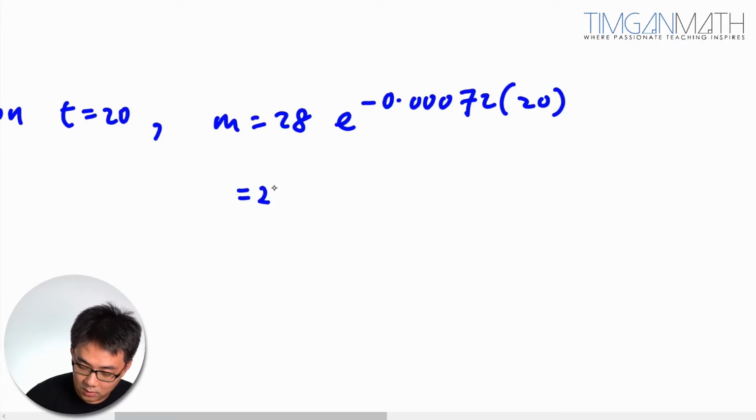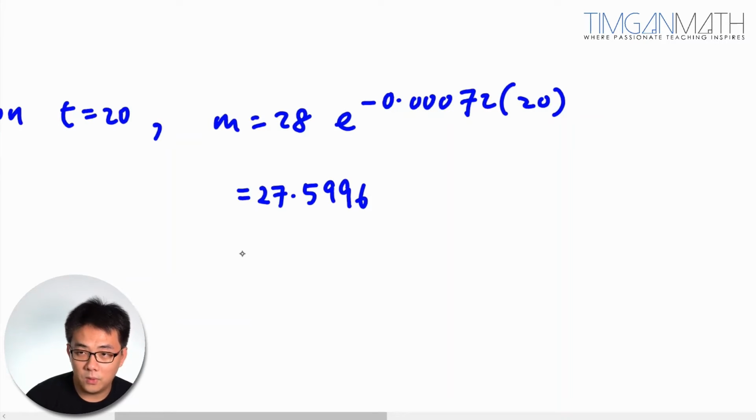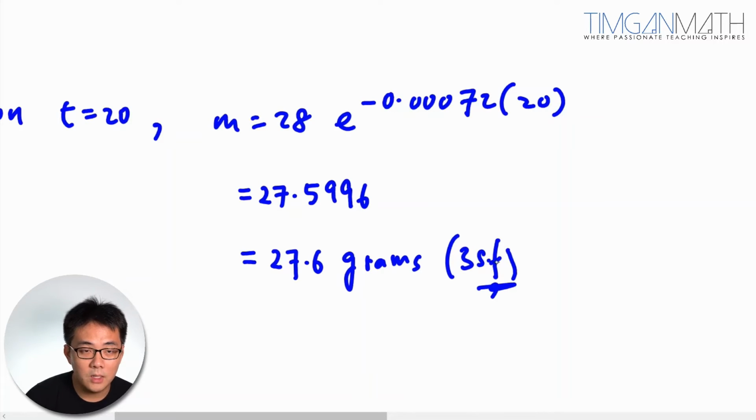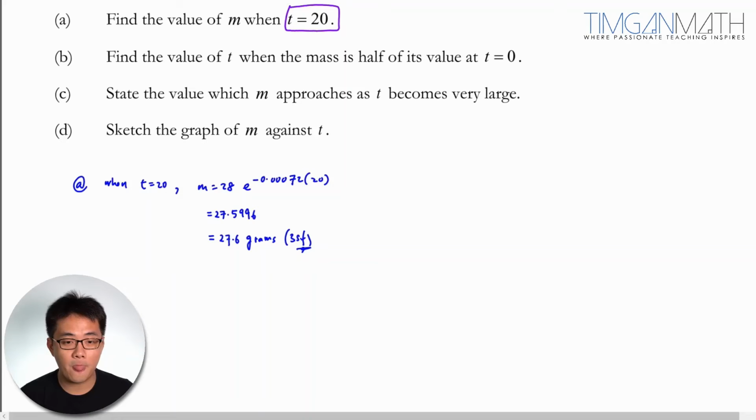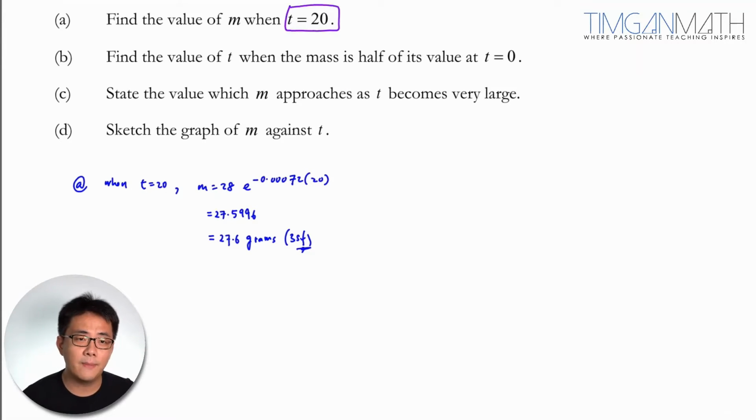Then you just press enter, and this will be 27.5996. So in other words, the value of m will be 27.6 grams, which is 3 significant figures. That's how you do the first part. For the second part, you're asked to find the value of t when the mass is half of its value at t equals 0.